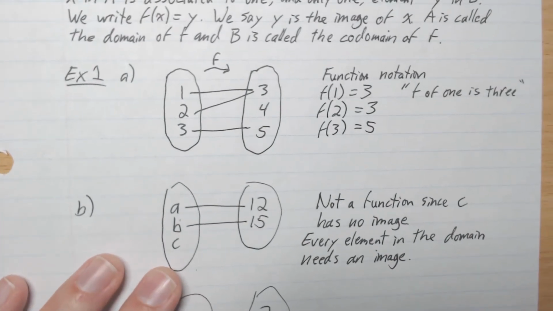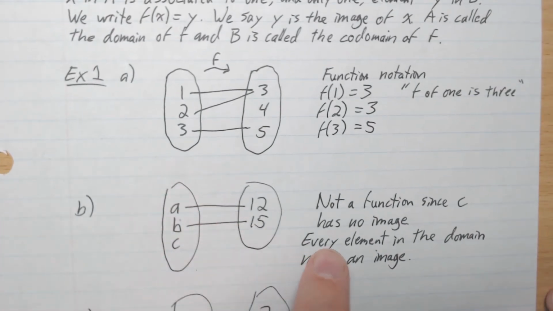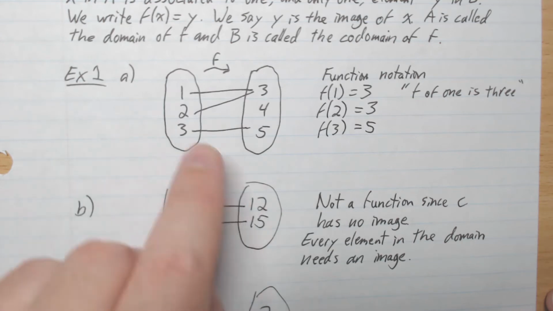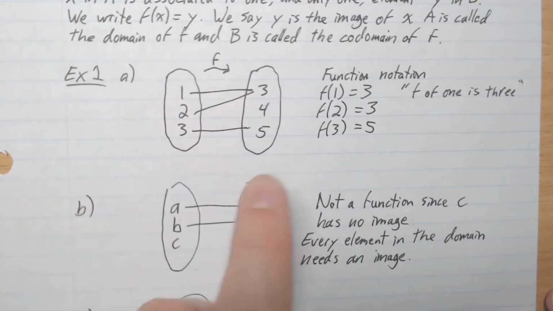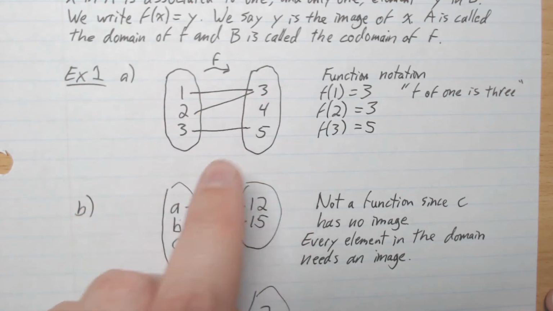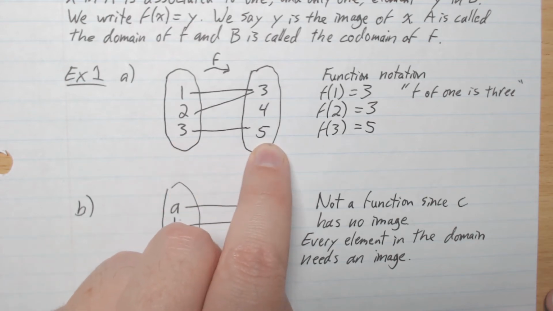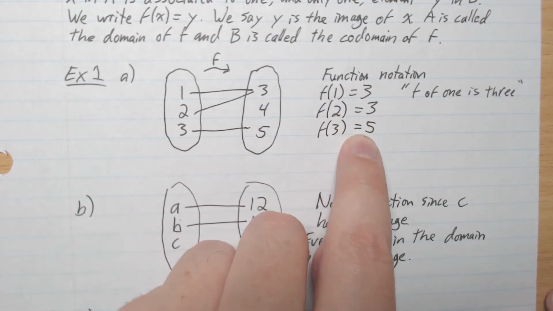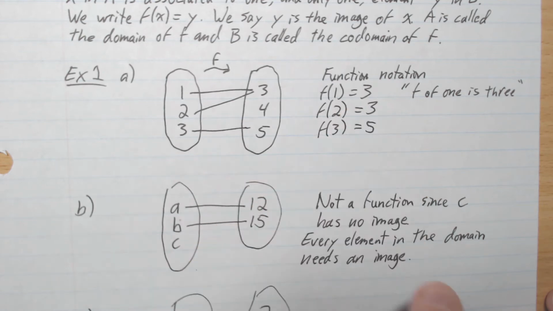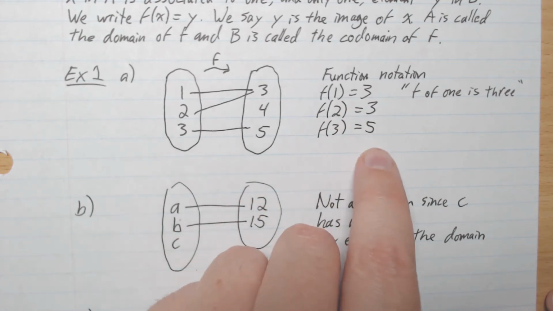So example 1, we notice that this is a mapping diagram. F of 1 is 3, f of 2 is 3, and f of 3 is 5. And so this is how we write that down in function notation.